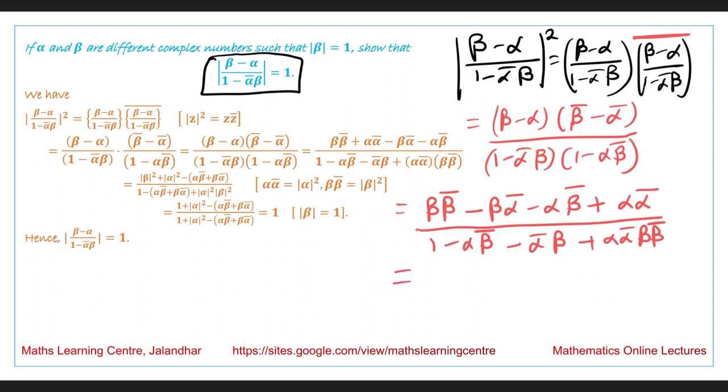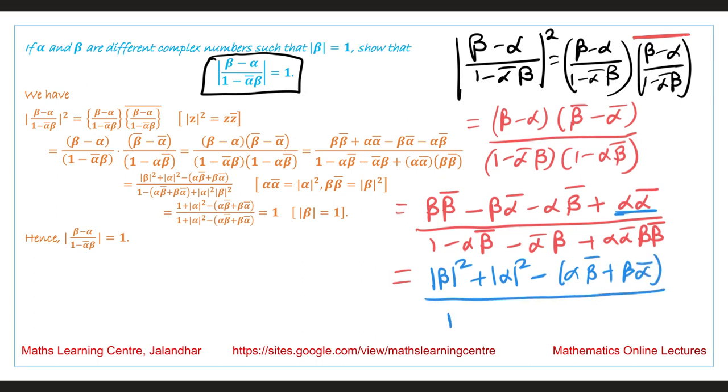So what is the value of beta bar? It is mod of beta square plus mod of alpha square, and next we have minus alpha beta bar plus beta alpha bar, divided by 1. This value we have is plus mod of alpha square, mod of beta square minus alpha beta bar plus alpha bar beta.